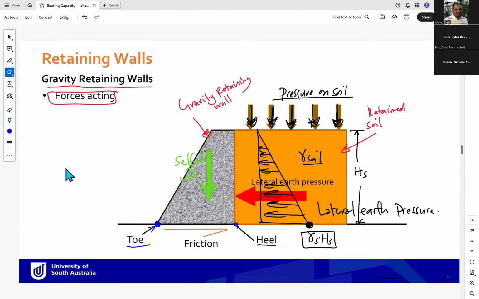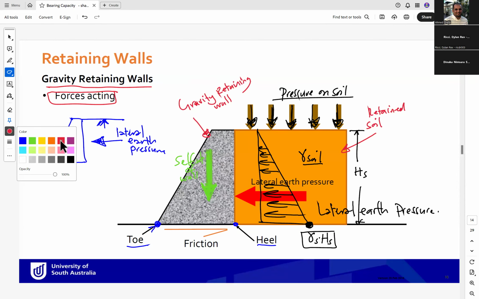So if we go back here, what happens to the wall? The first thing is that the wall is pushed or slides. Due to the lateral pressure, the wall could move or slide. This is called sliding of the wall, so our first problem is sliding. What will resist the sliding? The resistance to the sliding will be from the friction between the wall and the soil.